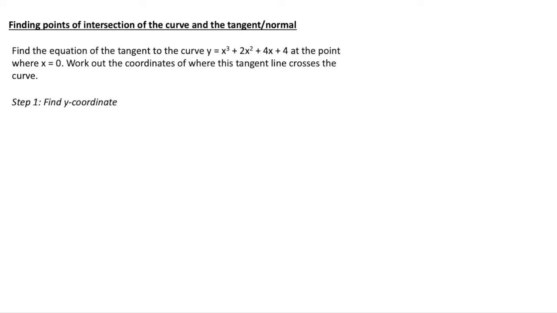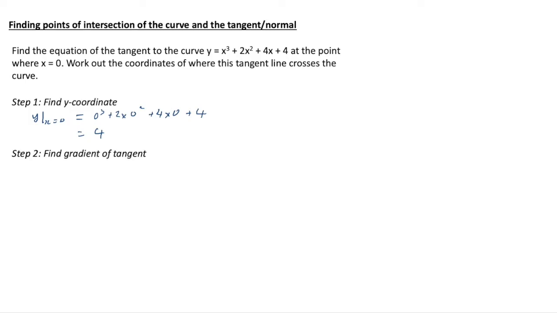So the first step is we only know the x coordinate at this stage, so we need to find out what the y coordinate is for this point we're dealing with, and that means just putting x into the equation, and that gives us nothing cubed plus 2 times nothing squared plus 4 times nothing plus 4, which is of course 4.